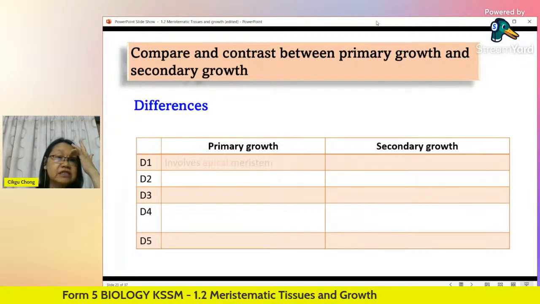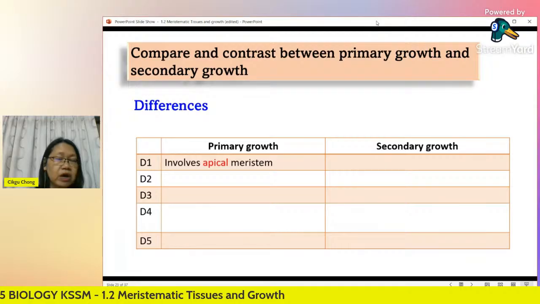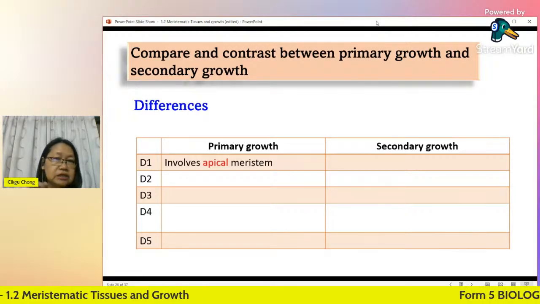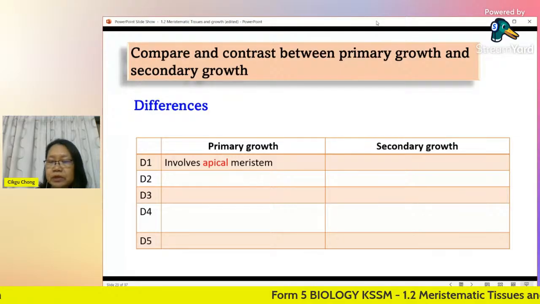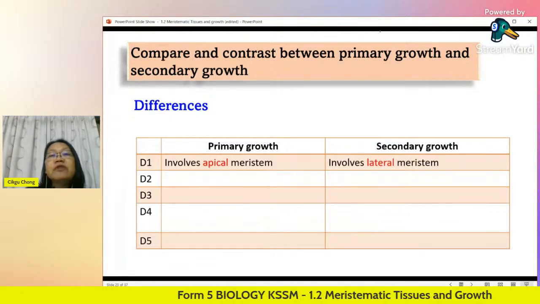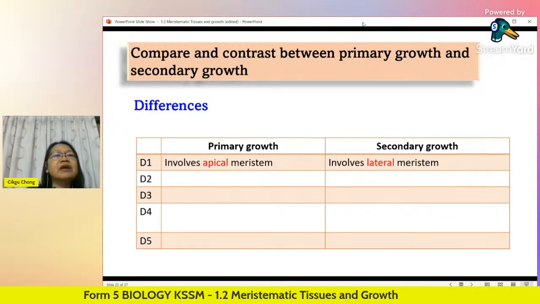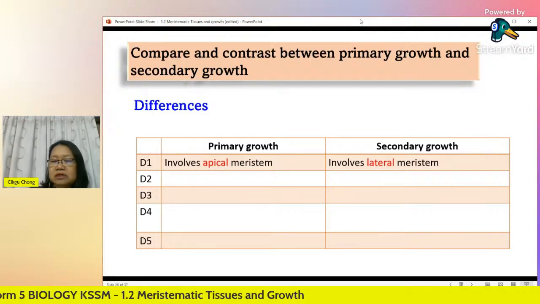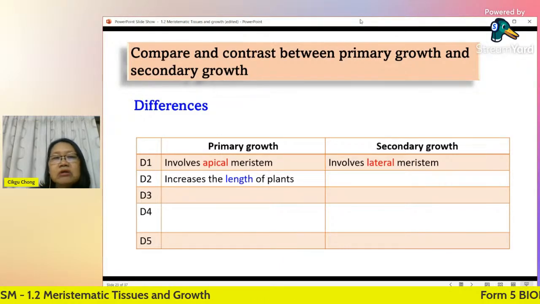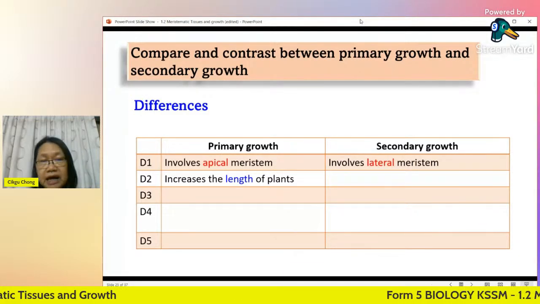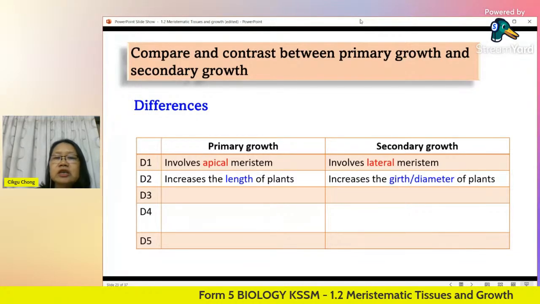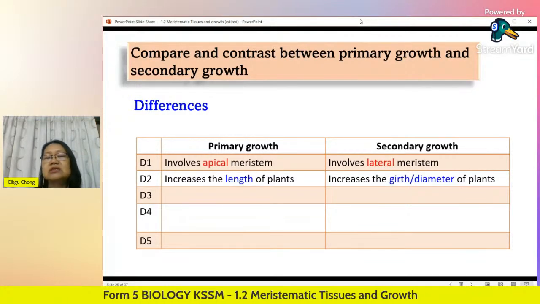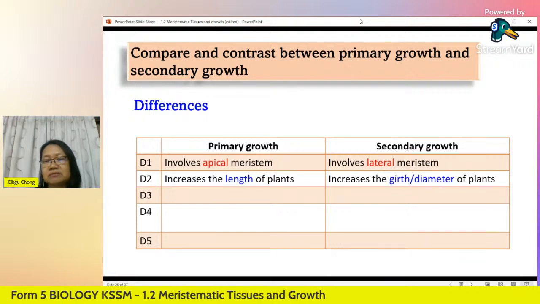They need you to compare in one sentence. So differences: what is the name of the tissue that is involved in primary growth? It is apical meristem. And secondary growth involves lateral meristem. This one you should remember. Next, primary growth increases the length of the plant, so it goes taller and longer, whereas secondary growth increases the diameter or the circumference of the plant.